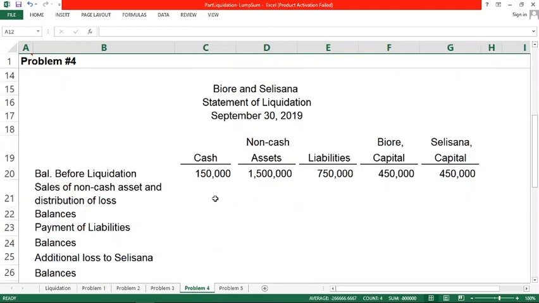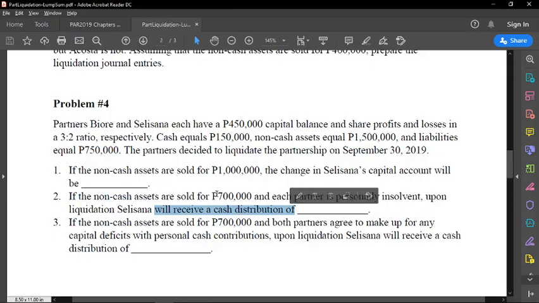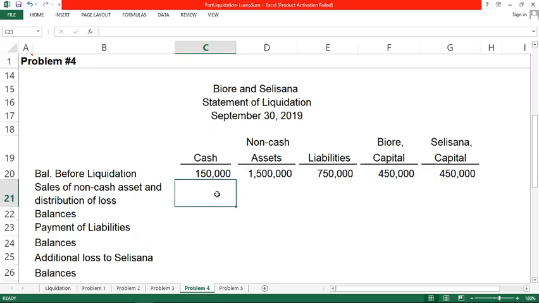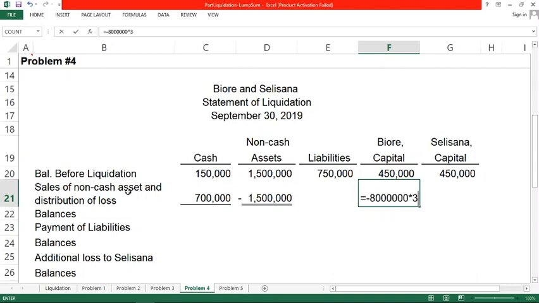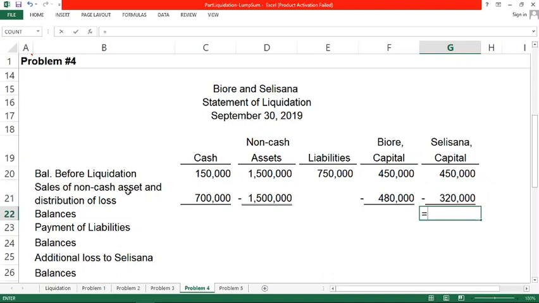Okay, so let us proceed. How much was that? 700,000. Wow, it didn't even reach half. Your 1.5 million non-cash assets were sold for 700,000 and that is a loss of 800. Would you agree? 800. And then Biore is going to shoulder 3/5 of that. That's big. 800. And then Celisana will shoulder 2/5 of the loss. Therefore, the capital balances, let's see if anyone went negative.